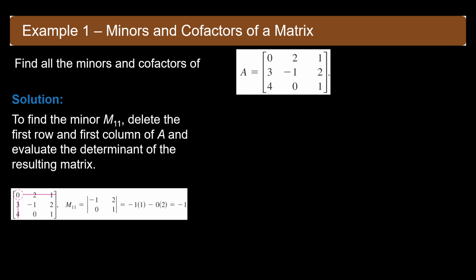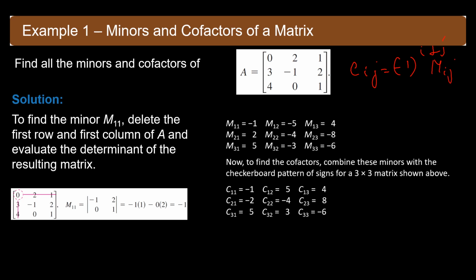If I'm looking for the cofactor, then I have to multiply that by (-1) to the power i plus j, because C_ij is (-1) to the power i plus j multiplied by M_ij. So you can get the corresponding C11, C12, C13, etc. by multiplying those M_ij's by (-1) to the power i plus j.